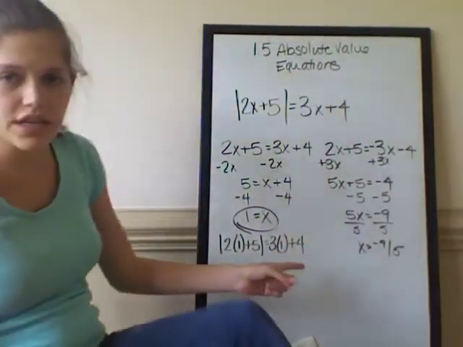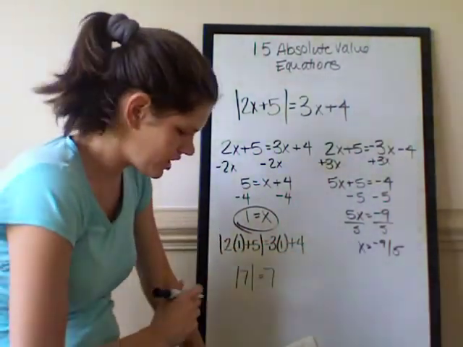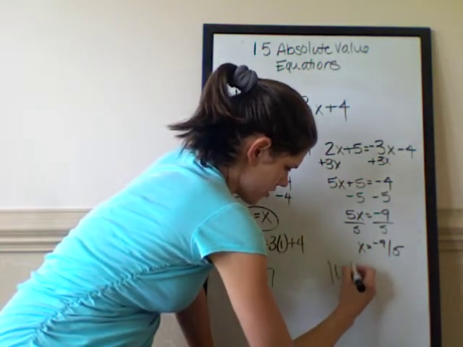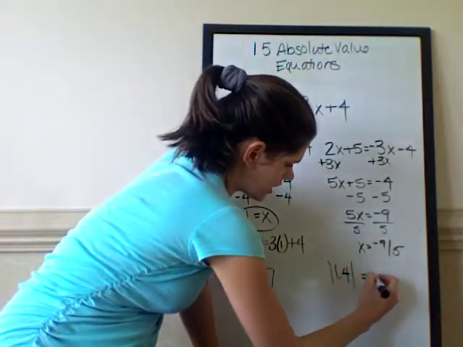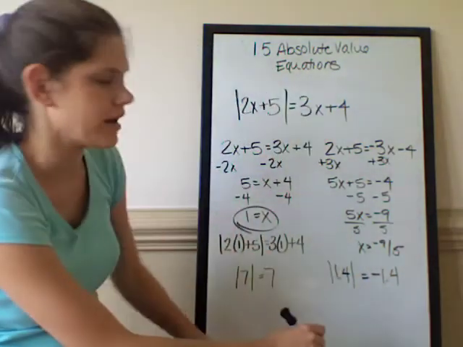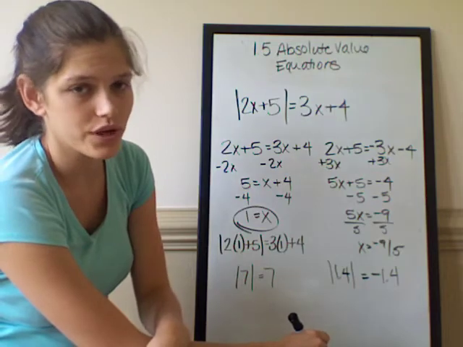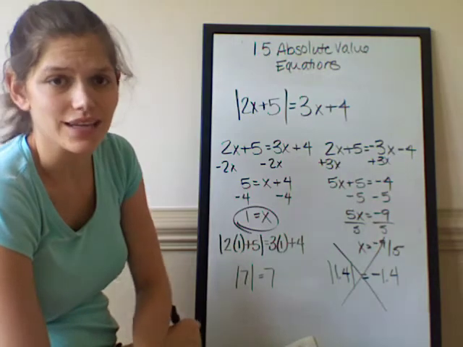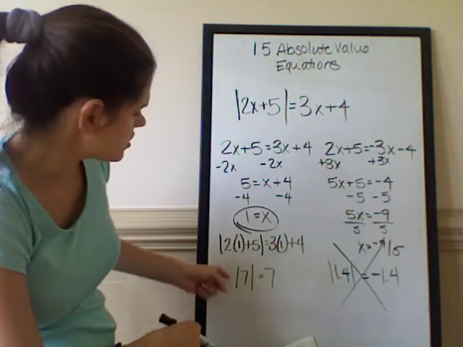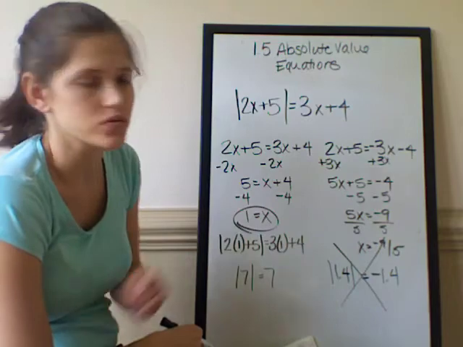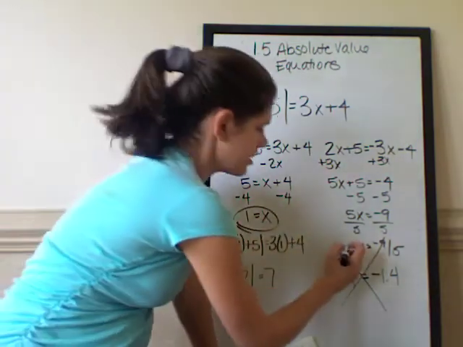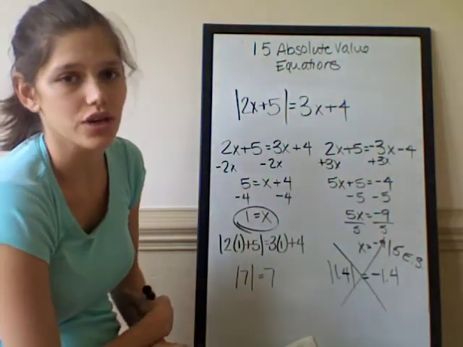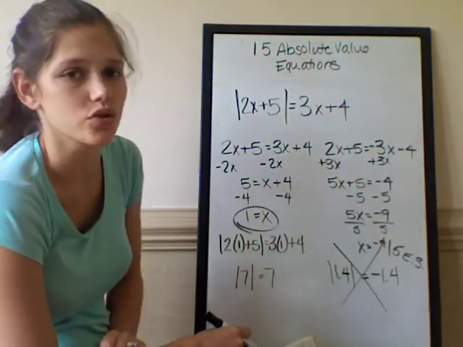What you should have noticed here is when you put in the negative 9/5, you're going to get on one side the absolute value of 1.4, and on the other side you're going to get negative 1.4. Now, can the absolute value of 1.4 equal negative 1.4? Absolutely not. You can't have a negative for an absolute value answer. So my only answer here is x equals 1. This is what's called an extraneous solution. I'm going to put ES right there so you know that's the extraneous solution. This is your actual solution to the problem.